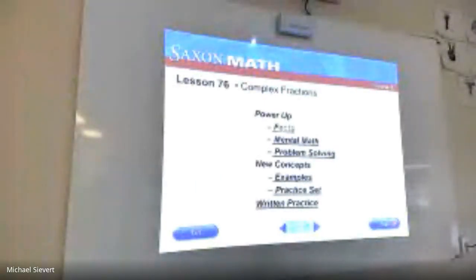So the I can statement is I can solve complex equations. Say it with me. I can solve a complex fraction. I don't know why I put an S there. I'm gonna leave it up because I'm cool.